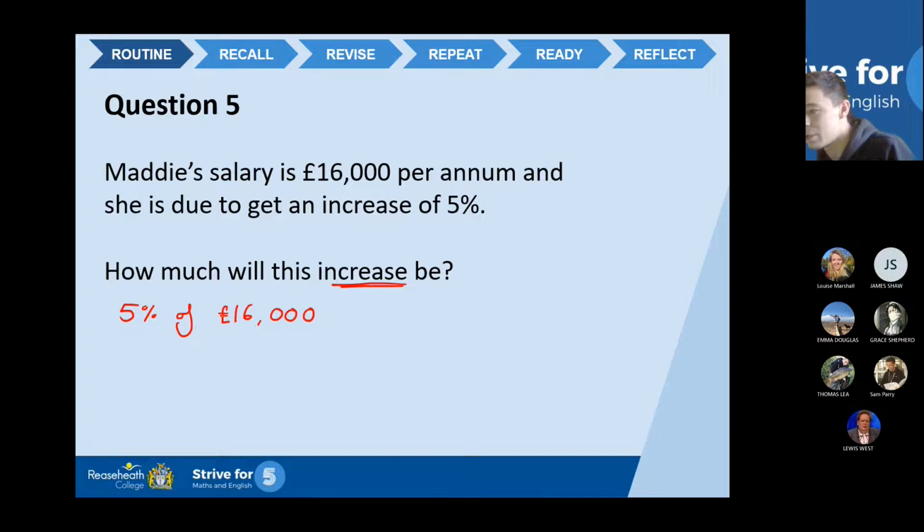£16,000. Okay, step 1. What are you guys going to do in this question? You're sat there, been given this question about Maddie in an exam. What's your first thought? What is the first line of calculation you do? What are you thinking, guys?